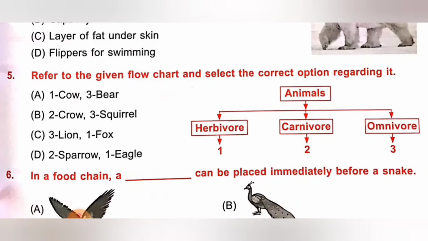Animals, and the 3 types of animals are herbivore, which eats only plants, carnivore, animals which eat only the flesh of other animals, and omnivore, animals which eat both plants and animals. So 1 may be goat, cow, any herbivore animal. 2 may be lion, tiger, etc. Omnivore may be crow, bat, etc. In the given option A, 1 is a herbivore, that is cow, and 3, bear, is an omnivore. So option A is the correct answer.